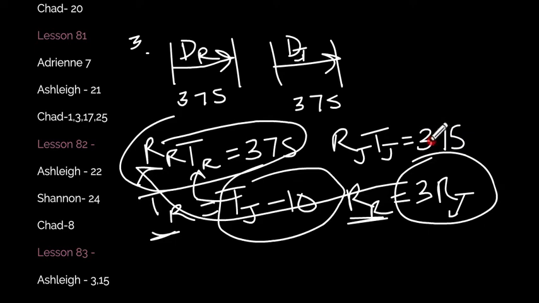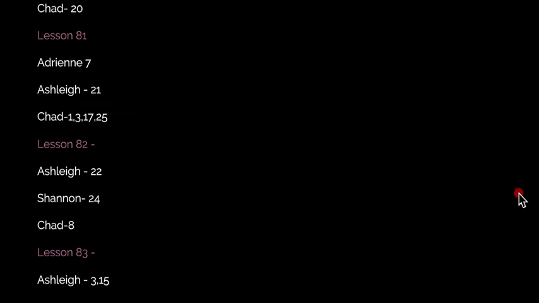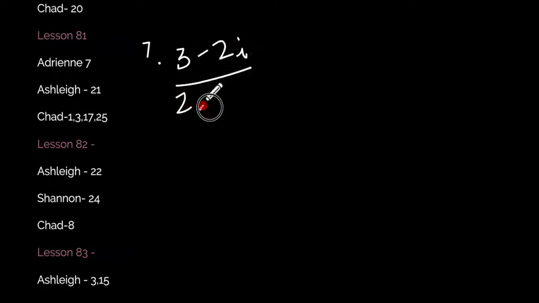Okay, next one is number 7. So 7 is an imaginary number problem. These are actually on the SAT straight out just like this. So learn how to do these. They're not that hard. 3 minus 2i over 2i minus 4. You can't have imaginary numbers in the denominator. It's like having a radical in the denominator. So we're going to multiply the top and bottom by the conjugate, which is 2i plus 4.